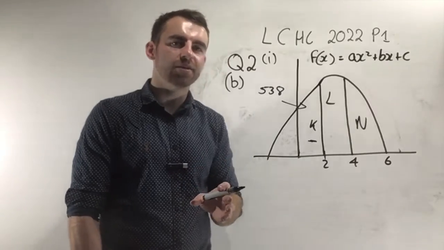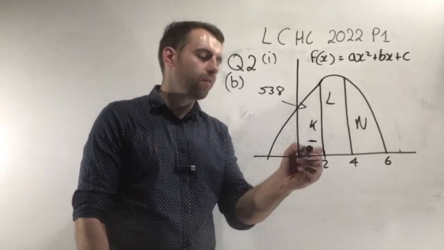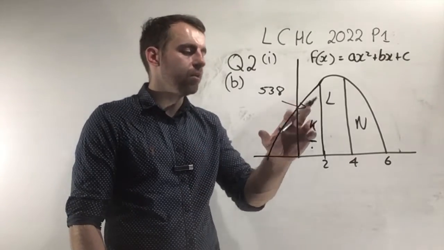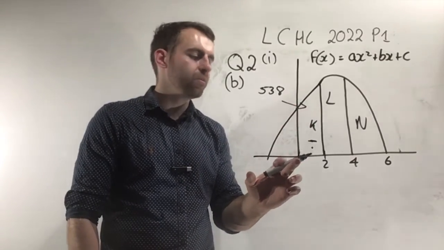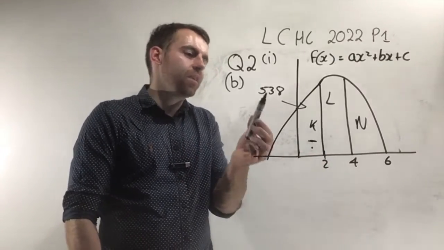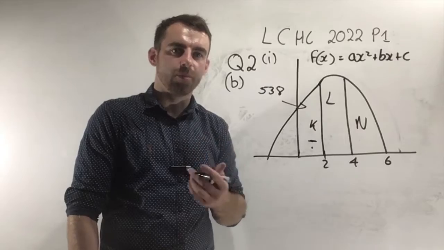Now you should recognize that we can use integration to find this area. If I can find the area between the curve and the x-axis from 0 to 2, then that'll tell me the area of k. And obviously, since I know that's 538, I'll be able to come up with an equation.